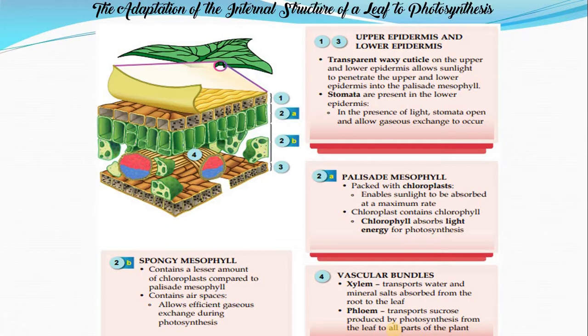So these are all the adaptations of the internal structure of a leaf that relate to photosynthesis. Make sure you know what the adaptations are and what structures are involved here.